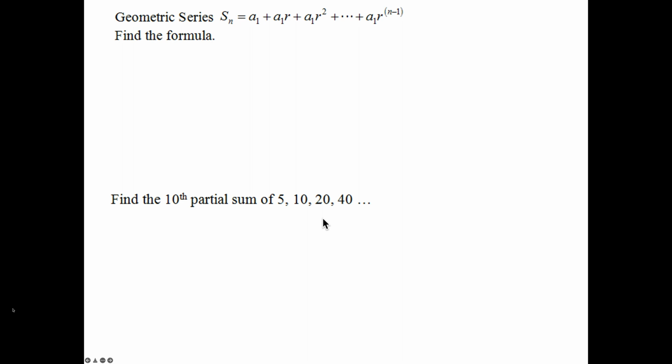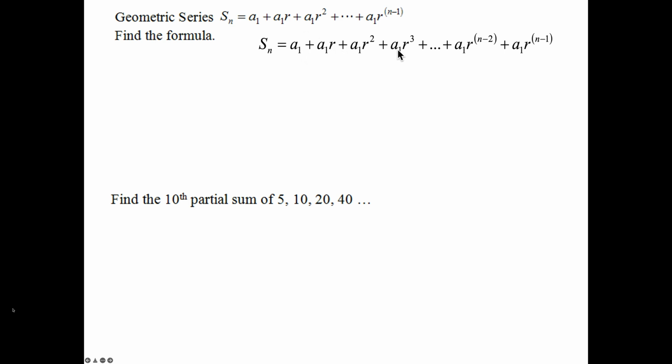Next, our geometric series is s sub n equals a sub 1 plus a sub 1 times r plus a sub 1 times r squared all the way up to a sub 1 times r to the n minus 1. So if I want to find my formula, I'm going to put a little bit more terms in here so you can see it. And what I'm looking to do is I really want to cancel out everything in the middle.